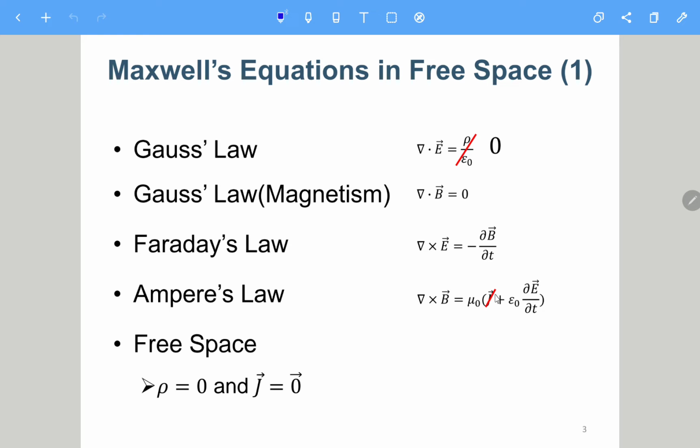Okay, so here we make an assumption that the EM wave is in free space. Of course, you can still derive the wave equation in a space that has charge and current.